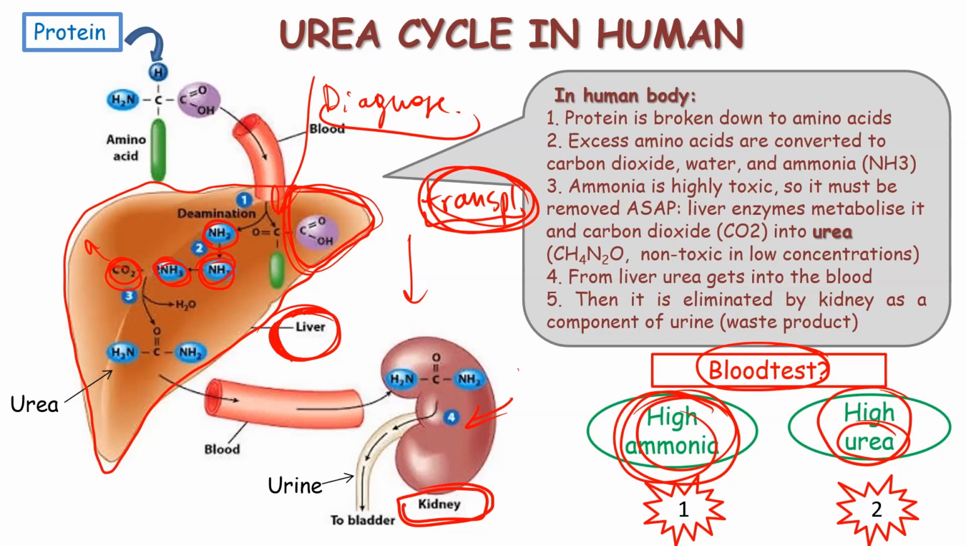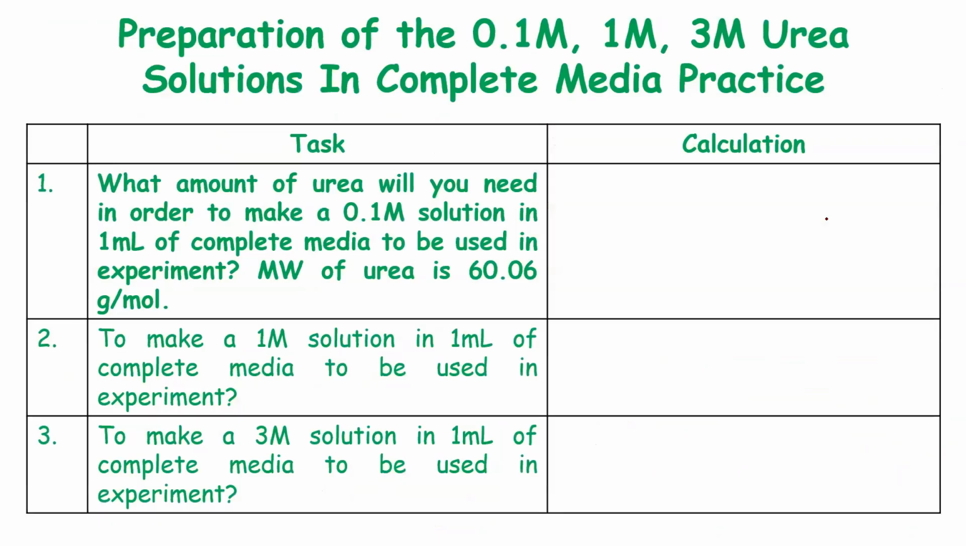Okay, so this is about the urea. That's why we use it on our cells, because if we have a constant concentration of urea, the cells will die. And we want to understand how they die, at what concentration, at what time points, and so on. So now we have 3 tasks.